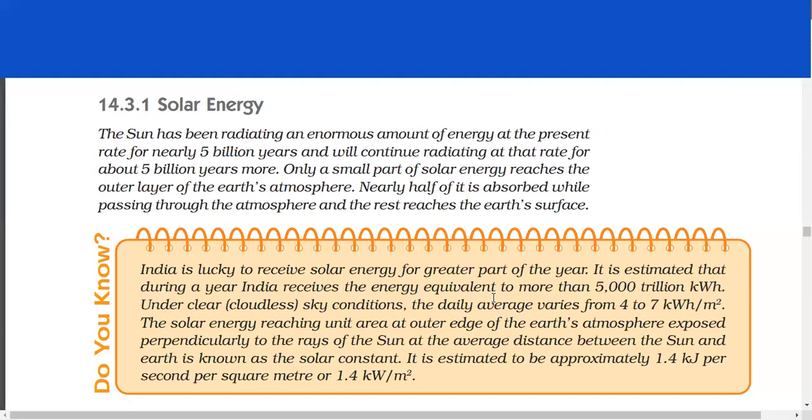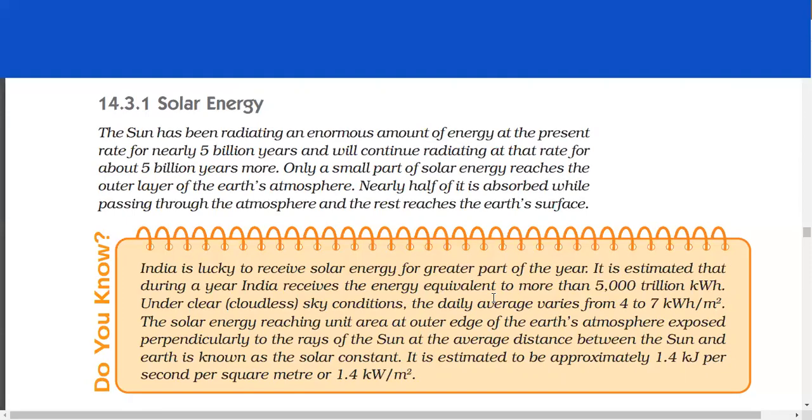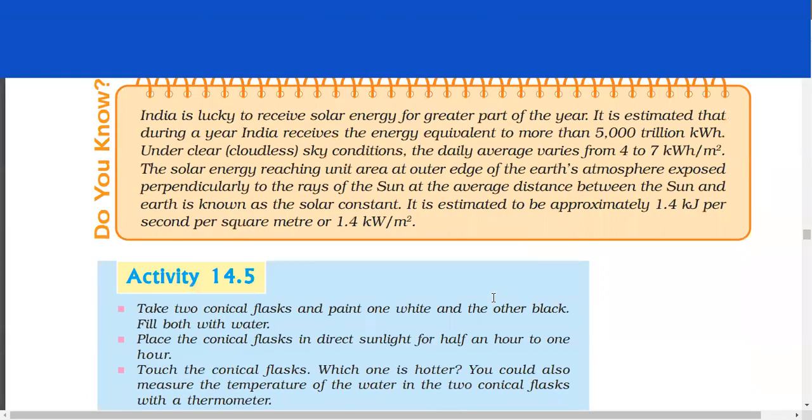Do you know? India is lucky to receive solar energy for greater part of the year. It is estimated that during a year, India receives energy equivalent to more than 5,000 trillion kilowatt hour. Under clear sky conditions, the daily average varies from 4 to 7 kilowatt hour per meter square.